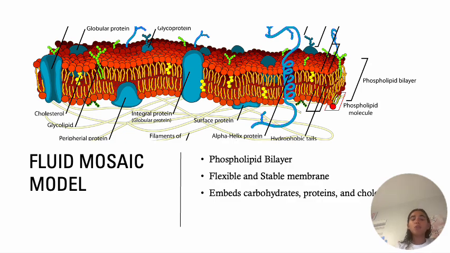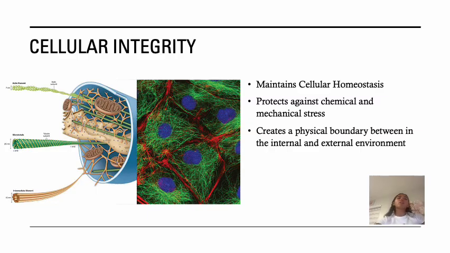When we call it fluid, it's because these pieces can move around, and mosaic is because all of these different parts come together like a patchwork. This setup gives the membrane that perfect balance of structure as well as the flexibility that the cell needs to survive. Okay, now we're going to be talking about maintaining cellular integrity.